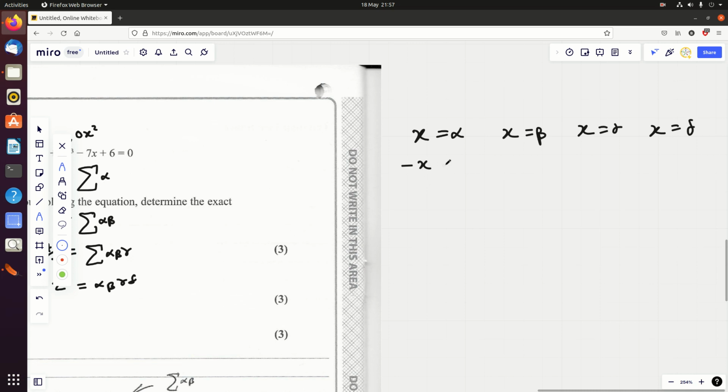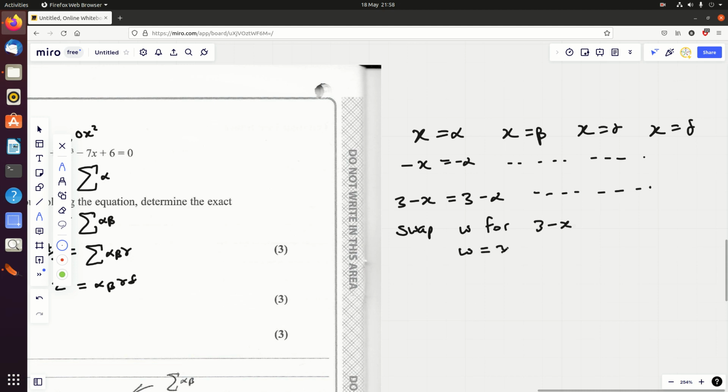Well, let's change the sign on this. I'm just going to put dot dot dot here because I'm just going to write down exactly the same thing. Well, if I could have an equation which has these roots, that would be kind of nicer. So let's swap w for 3 minus x. Or in other words, w equals 3 minus x. But if we rearrange that, we get x is 3 minus w. In other words, I'm going to trade all my x's for 3 minus w's.